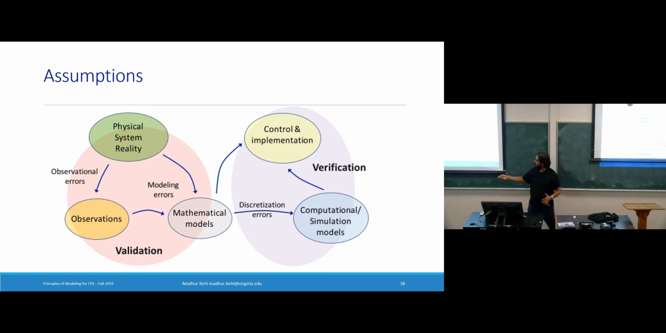So yes, our model is wrong because we have modeling errors, we have observational errors, but we want a useful model. So we still go ahead and proceed. And that's what I meant by that statement.